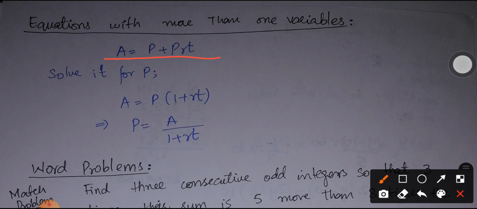Now you may be asked to solve it for any one of these variables. For example, if I'm going to solve it for p, what should I do? I will take p common from this side. I will get a is equal to p into 1 plus rt, and then I divide by this expression on the other side to get the value of p over here.